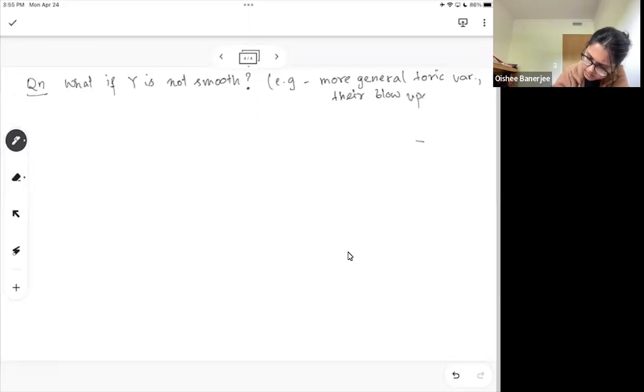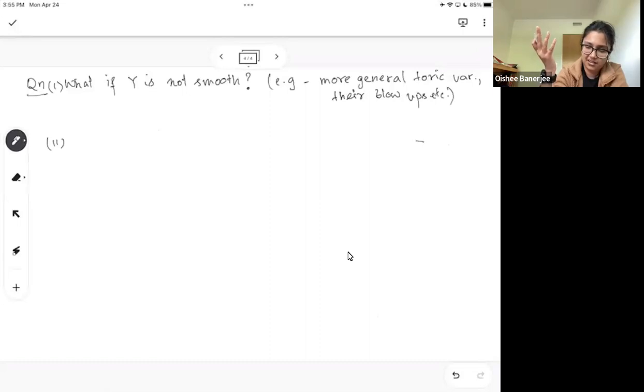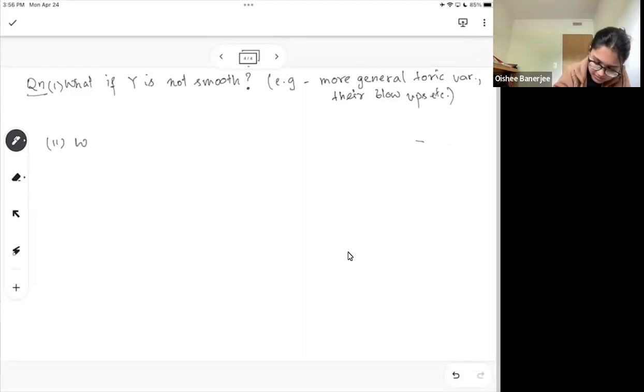Blow ups, etc. Also, another matter of concern is what if your Y is not even a variety, but something like even the nicest possible stack, like say a weighted projective stack. What if Y is not a variety or a manifold?